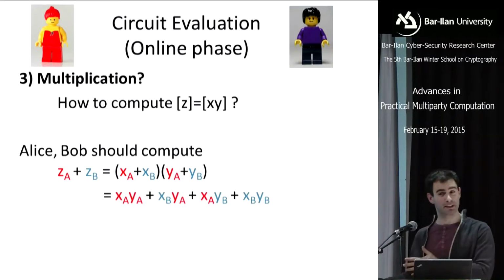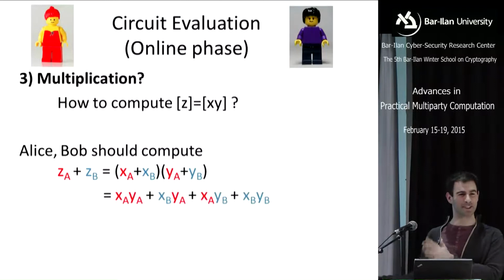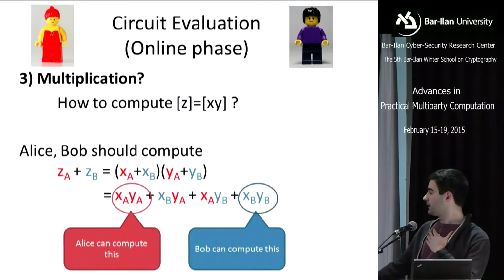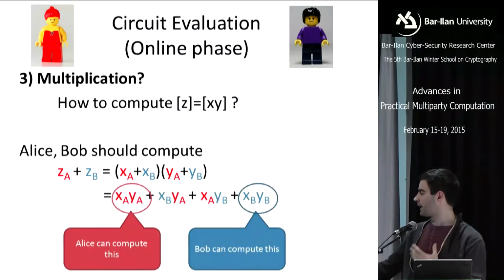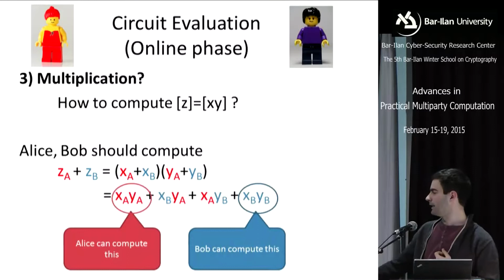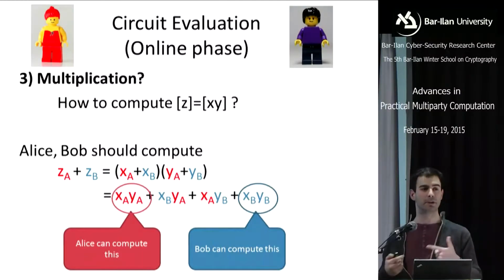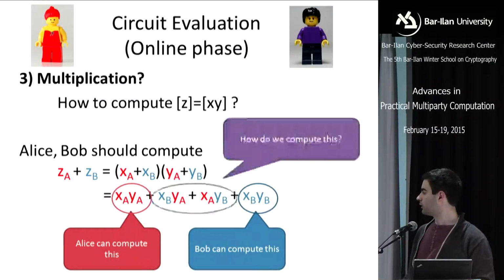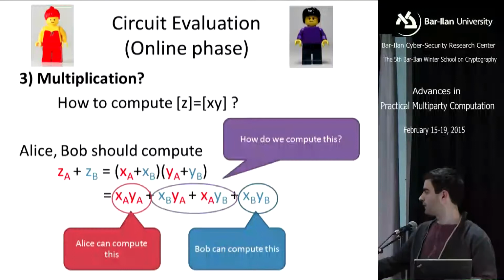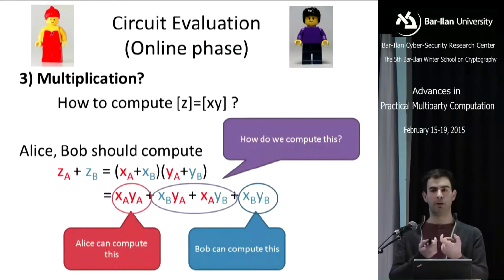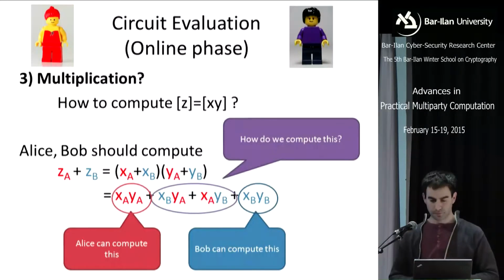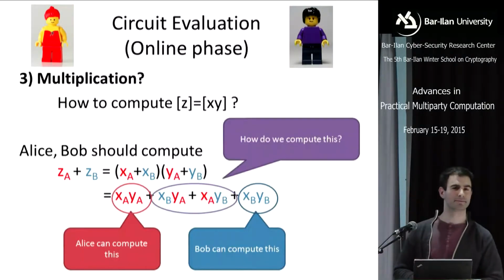There is no magic about this. This is very simple math, everyone can do it. And if you look at this, there are two parts that are kind of easy. xa times ya: Alice has both of these values, so Alice can compute this part of the product on her own. And Bob can compute his part of the product on his own. But what about this stuff in the middle? This stuff in the middle has one share of Alice together with one share of Bob. How do we multiply something that I have with something that you have? So how do we do this? Anyone has any guess?